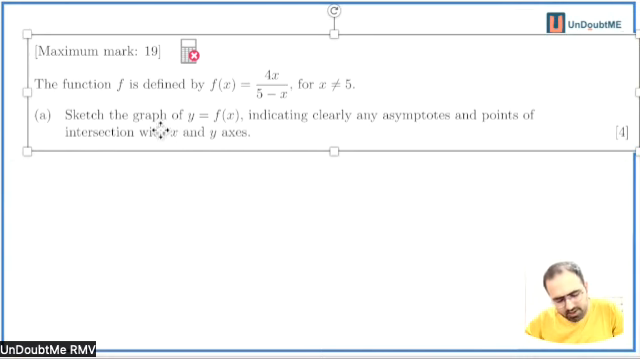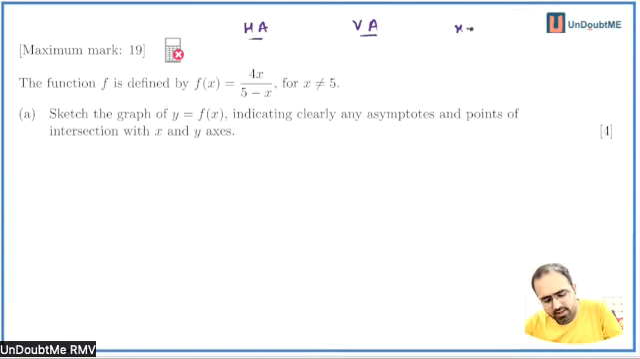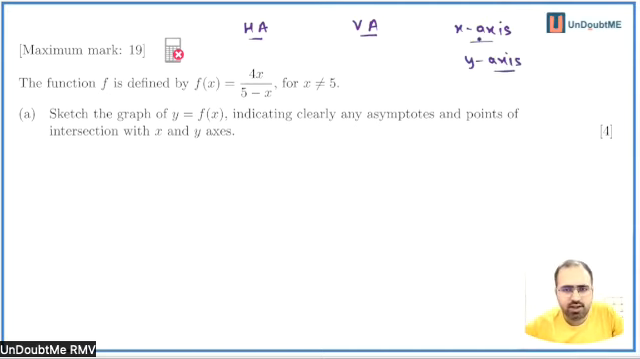Now in this question, calculators are not allowed. So if it is not allowed, then how do we do it? We should have the horizontal asymptote, vertical asymptote, then x-axis intercept, and y-axis intercept. With this much, we can very easily do whatever they are asking.